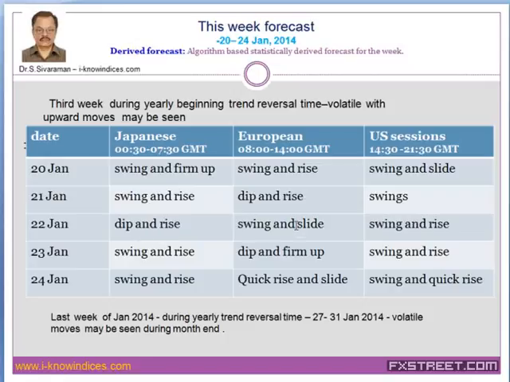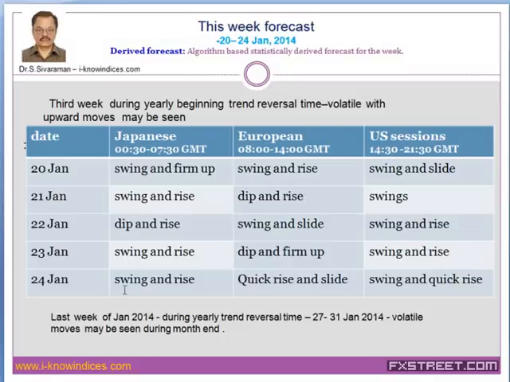Then afterwards, swing and slide moves are expected on Wednesday on the downside. Then a swing and rise move is expected during the US session. Then on Thursday, you could come across a swing and rise during the Japanese session. The swing will be a lower level swing and then a gain. Then a dip and firm of subdued moves could be seen during the European session. Then a swing and rise move is expected during the US session.